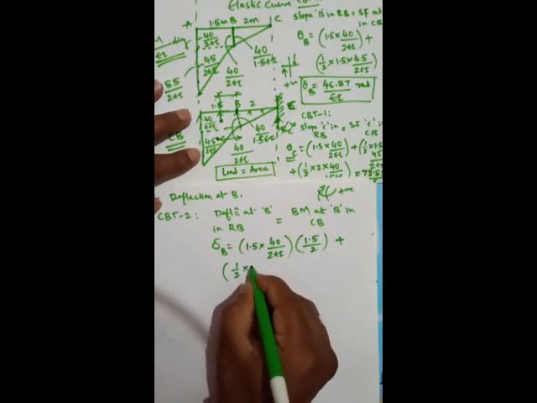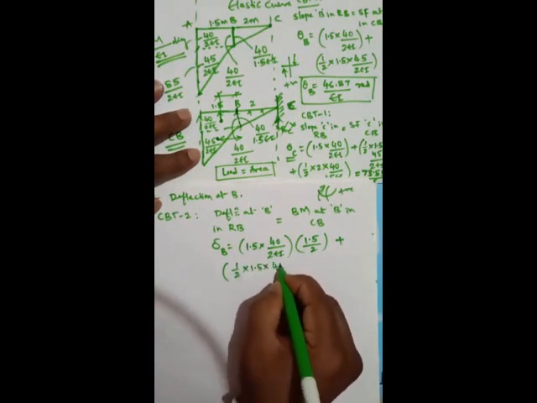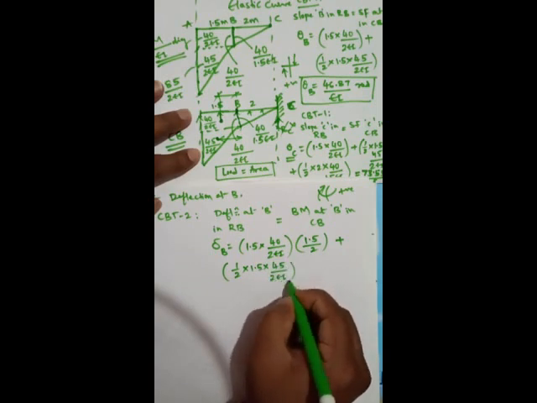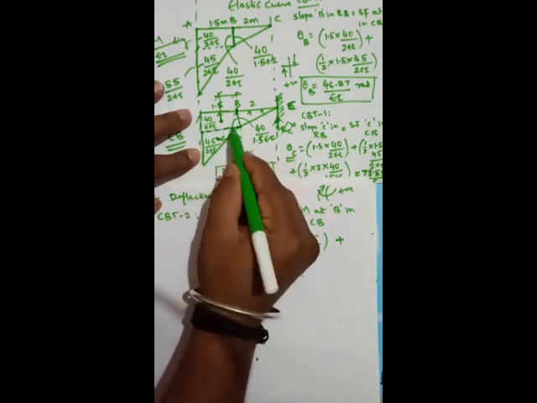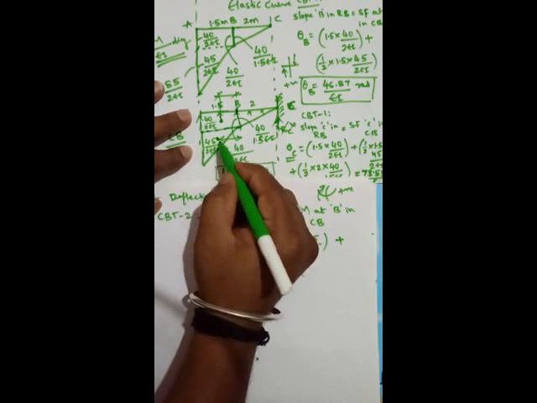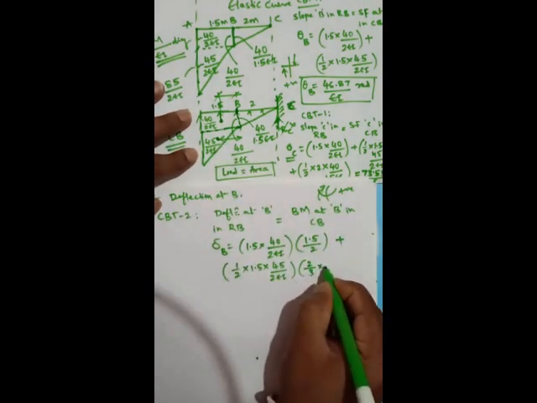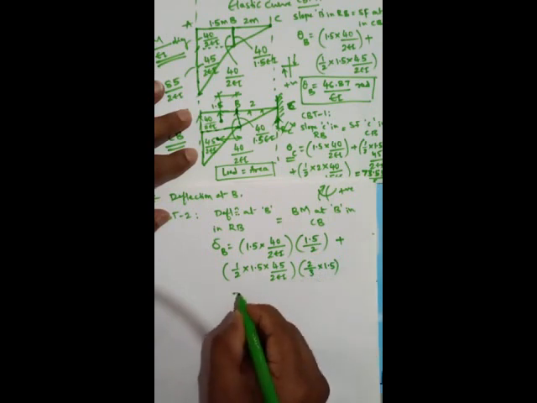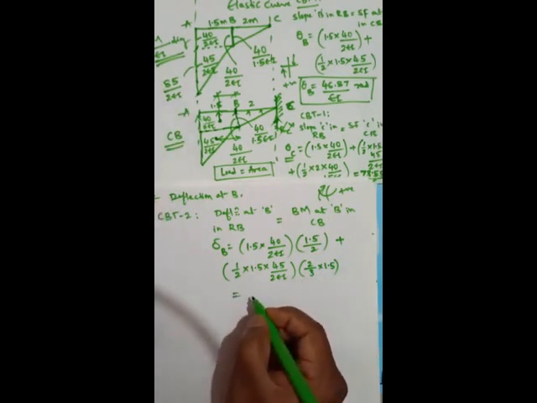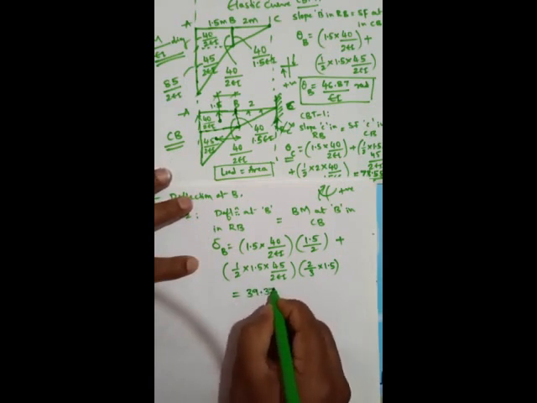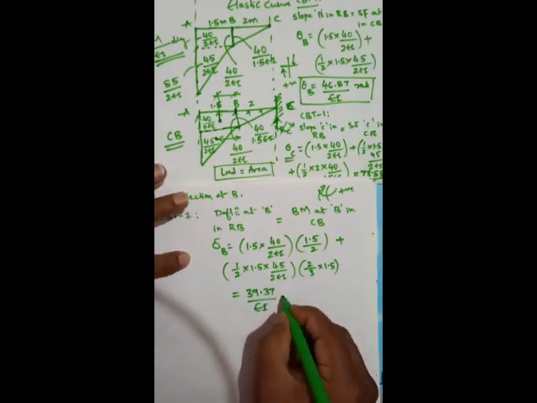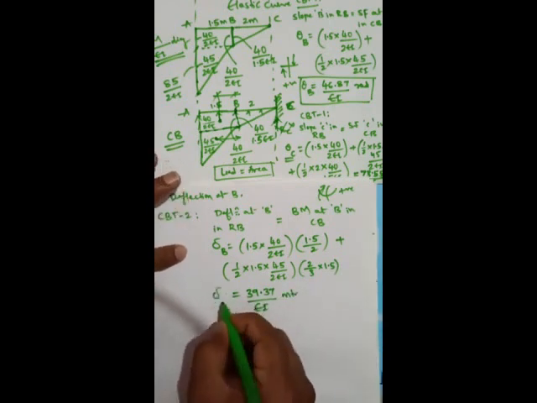Half into base is 1.5 into height is 45 by 2 EI, into this distance. What is this distance? This is the zero position for this triangle and this is the maximum. From zero it is 2/3 of 1.5, correct? So if you simplify this, you will get 39.37 by EI, the deflection in meters. This is delta B.